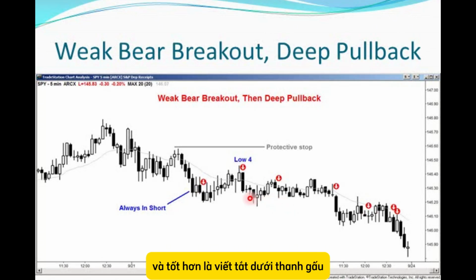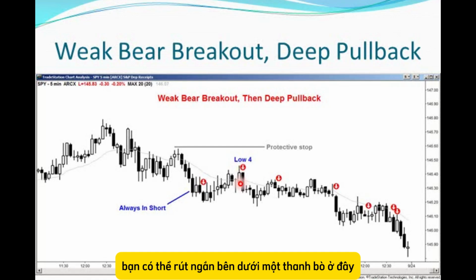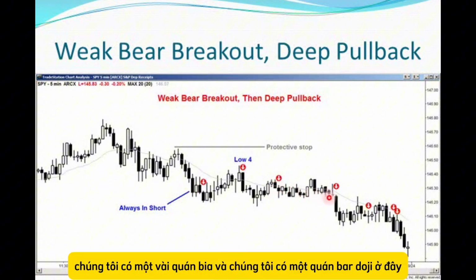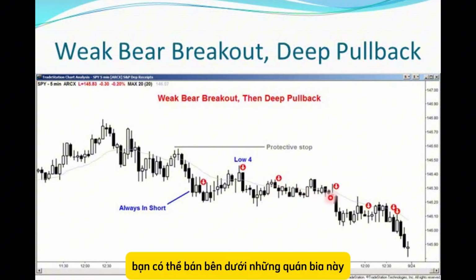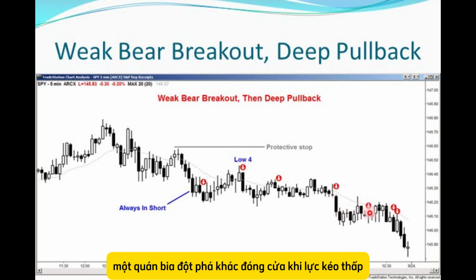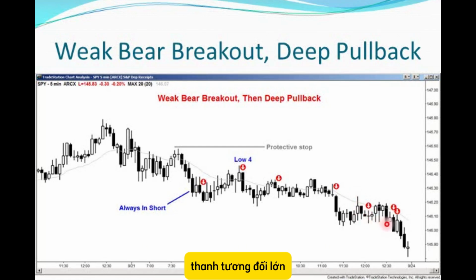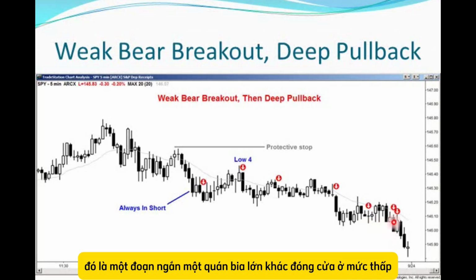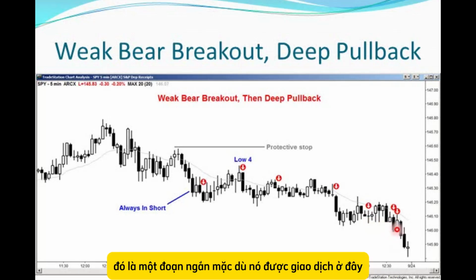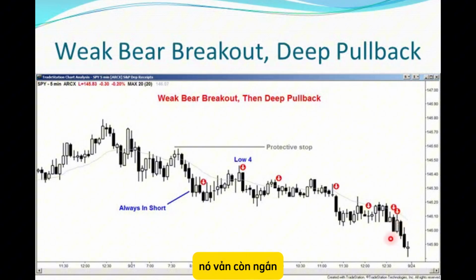And it's better to short below bear bars. But when you have a low 4 setup in an always in short market, you can short below a bull bar here. Here we got a bear bar closing on its low after a little rally. It's a sell. Here we have a couple bear bars, and we have a doji bar here. You can sell below these bear bars, another breakout. Bear bar closing on its low after a pullback to the moving average. It's a short. Bear bar closing on its low, relatively big bar. That's a short. Another big bear bar closing on its low. That's a short. Even though it traded up here, it's still a short.